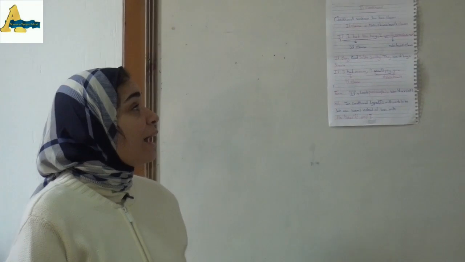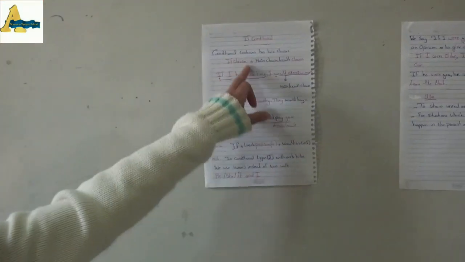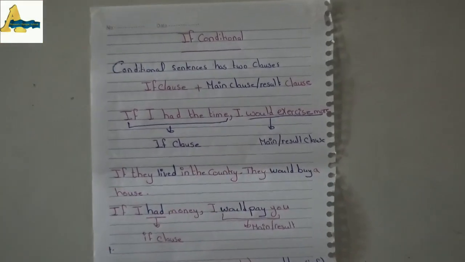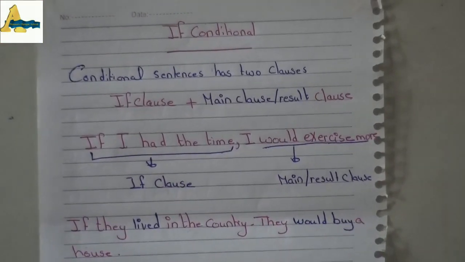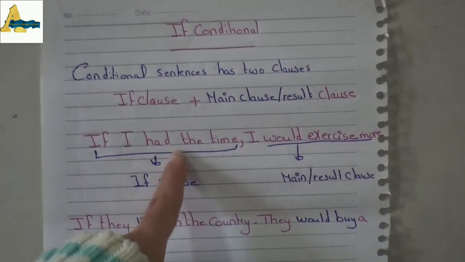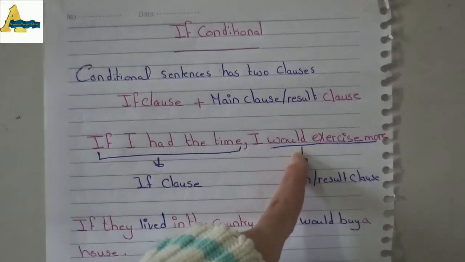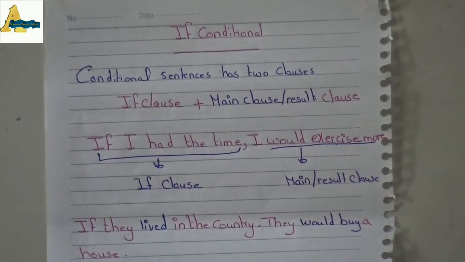If conditional, we call it the unreal condition, as the conditional sentence with if has two clauses. The first one is called the if clause and the second one is called the main or result clause. The if clause has the verb in the past simple, and in the main clause we have to put would, and the verb after it will be in the infinitive form.